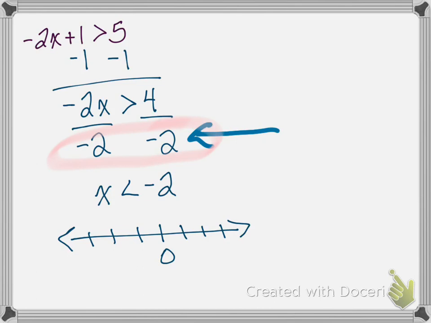Okay, so here's my negative 2, parenthesis. Okay, so to put it in interval notation, I start at negative infinity, I go to negative 2. Questions on when you reverse the inequality sign?